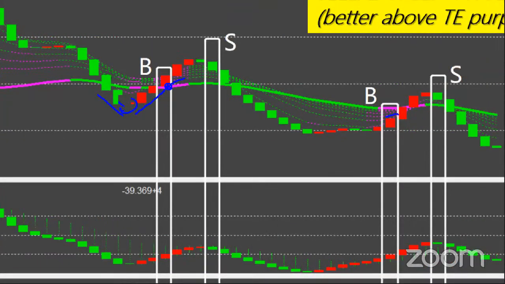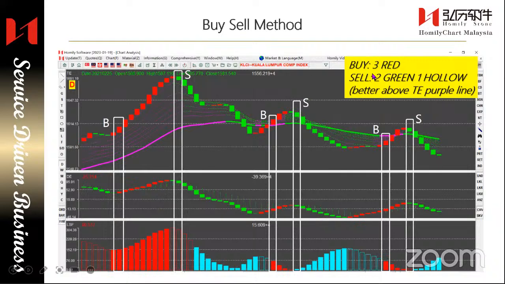And you see this one, when the buy point appears, it is below the line. This line is purple, but the column is below the line. So the buy sell, I repeat again: three red is the buy point, two green, one hollow is the sell point, and this one is also important: better above the purple line. If it's below the line, maybe it's not that good.